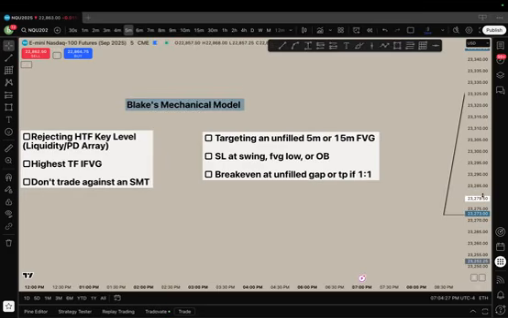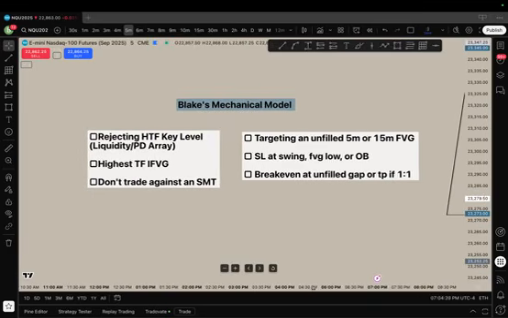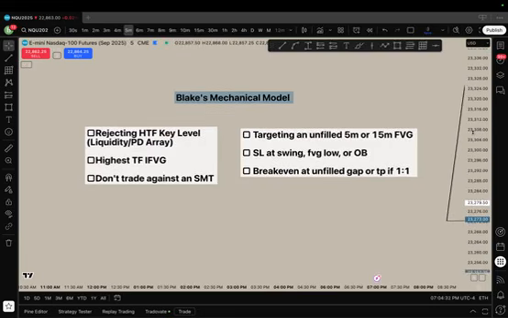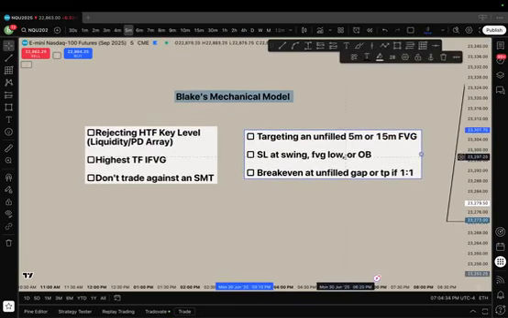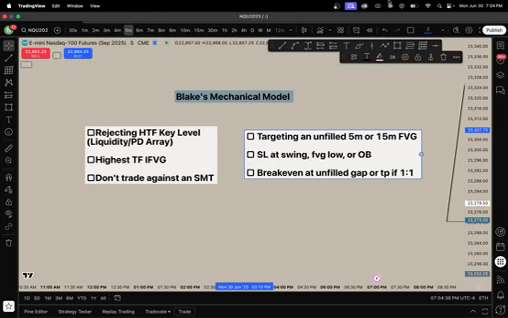But yeah, that being said, that's going to wrap it up for this lesson, which is basically the mechanical model, okay? Hopefully you guys did enjoy this lesson. And I will see you guys in the next lesson.